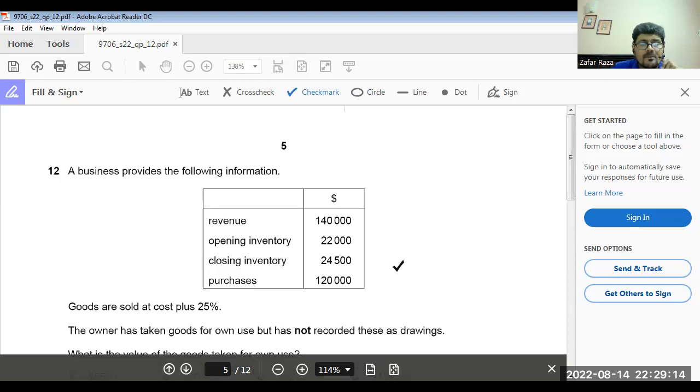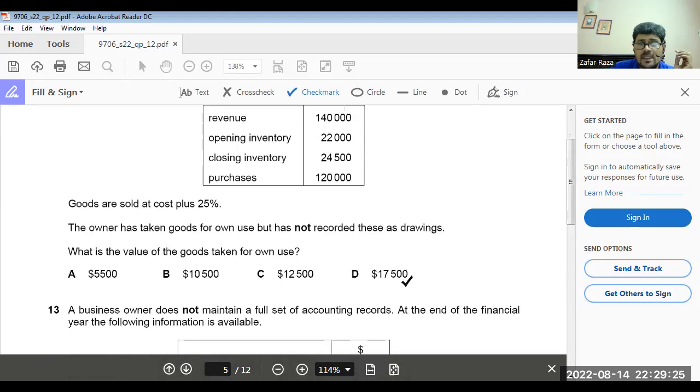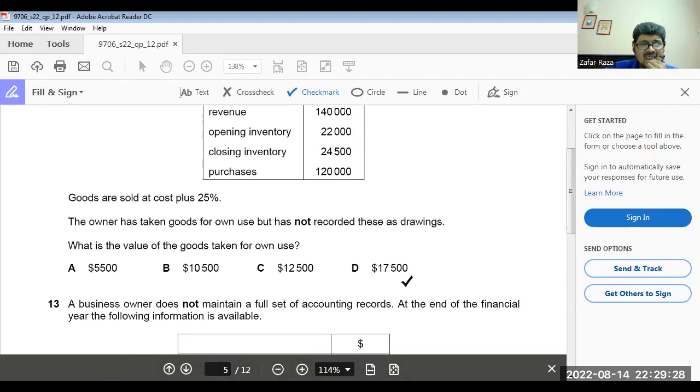Okay, 12. Now, a business provides the following information: revenue, opening inventory, closing inventory, purchases. Goods are sold at cost plus 25%, so it means the markup is 25%. When 25% is the markup, 20% is the margin. This is a trick. Don't forget, but only for when the markup is 25%. The owner has taken goods for own use but has not recorded these as drawings. What is the value of goods taken for own use? So what we do, revenue is 1,40,000 multiplied by 20%.